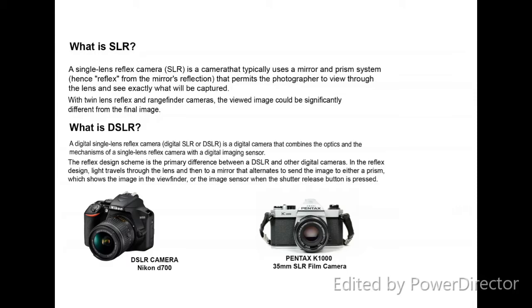And then what is the DSLR? DSLR means a digital single lens reflex camera. Digital SLR or DSLR is a digital camera that combines the optics and the mechanism of a single lens reflex camera with a digital imaging sensor. Here you can see the example of the DSLR camera and SLR camera.